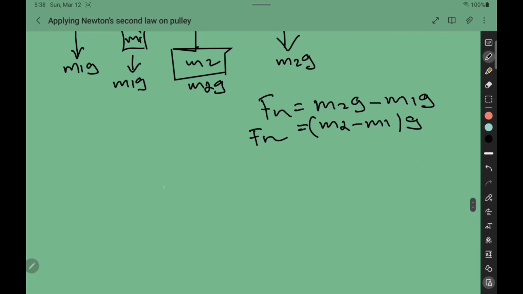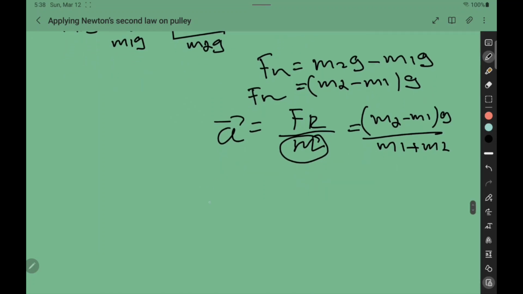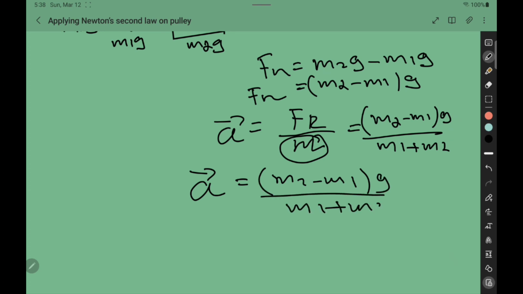Now, according to Newton's second law, the acceleration is the resultant force or the net force divided by the mass. But the system is moving as a single mass. So this will give us (m2 minus m1) times g as the net force, and the mass is the sum of the two masses, m1 plus m2. That's how you calculate the acceleration. So the acceleration of the system is (m2 minus m1) times g over (m1 plus m2).